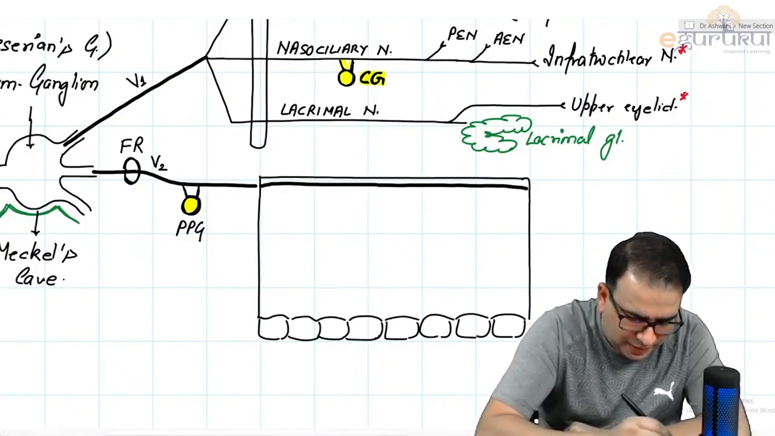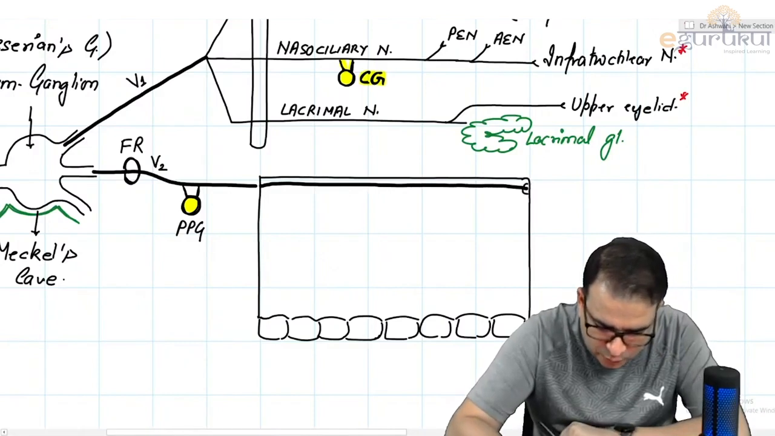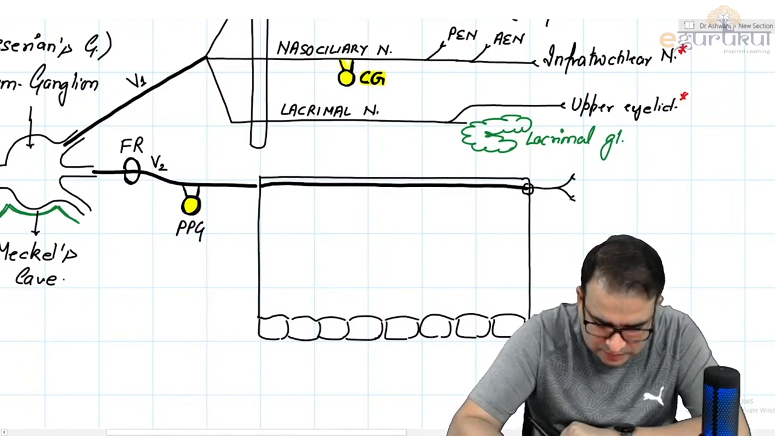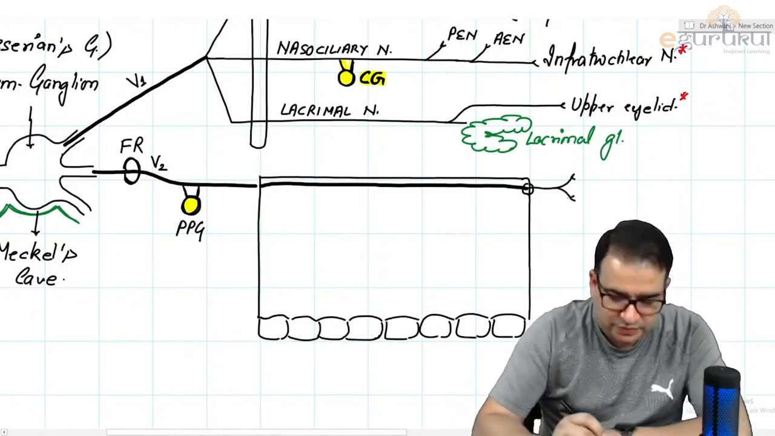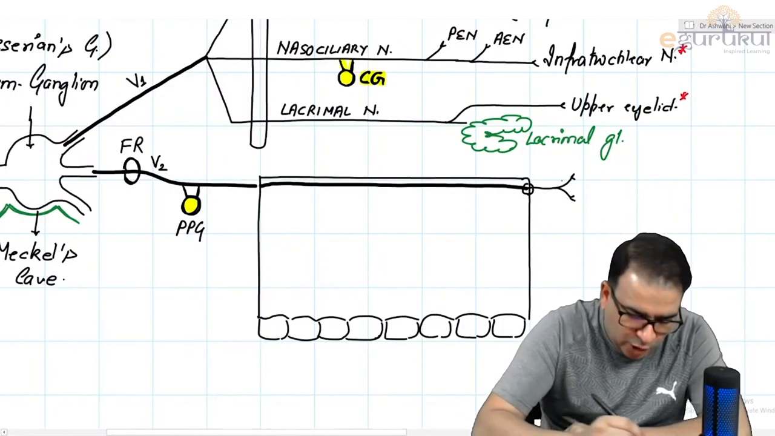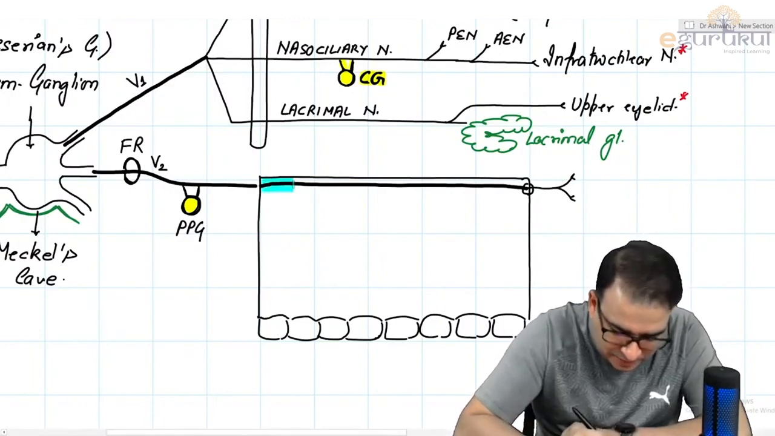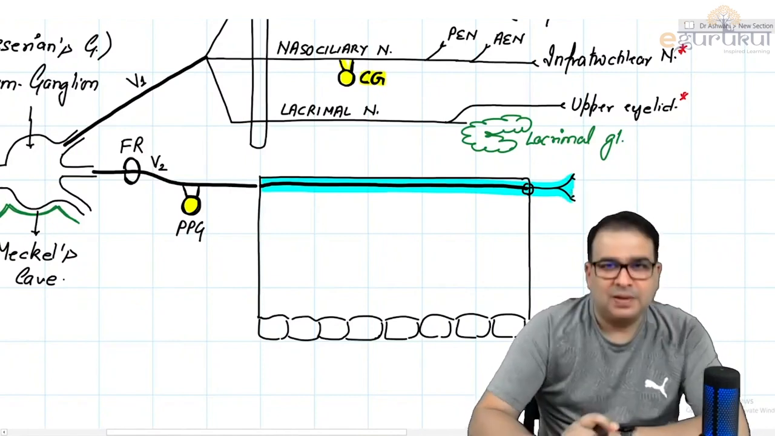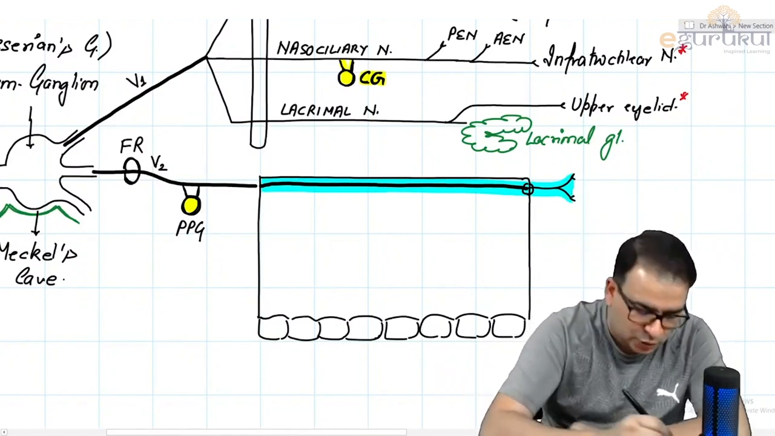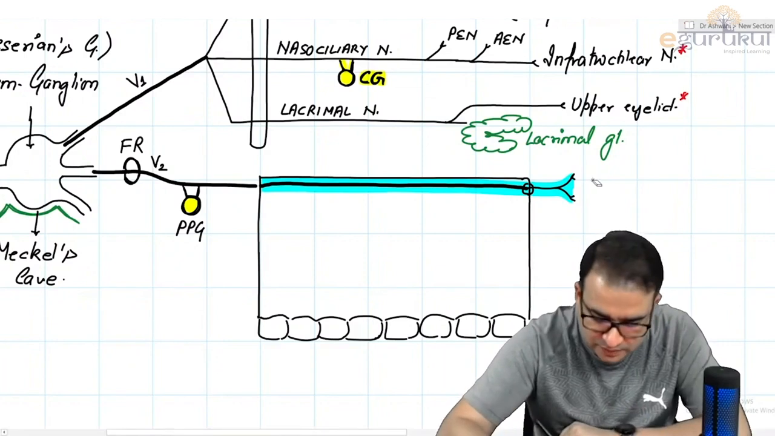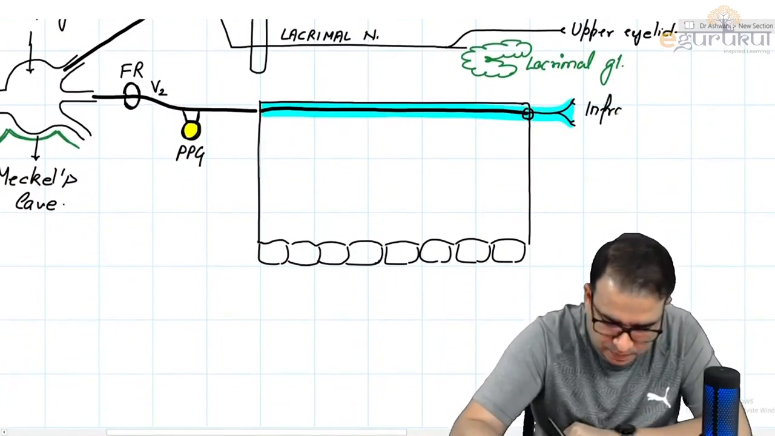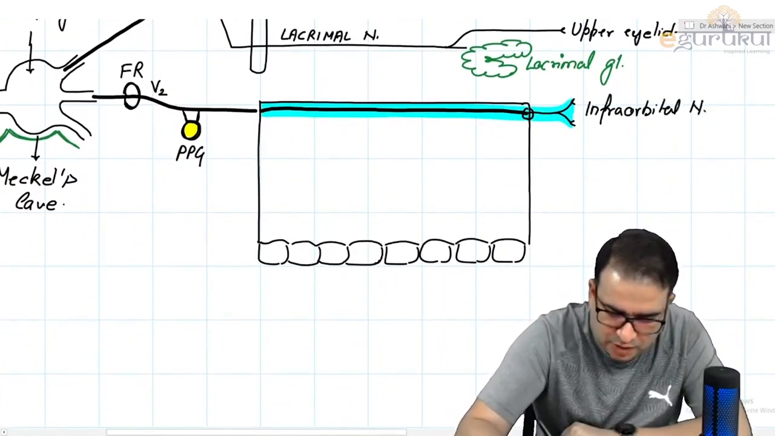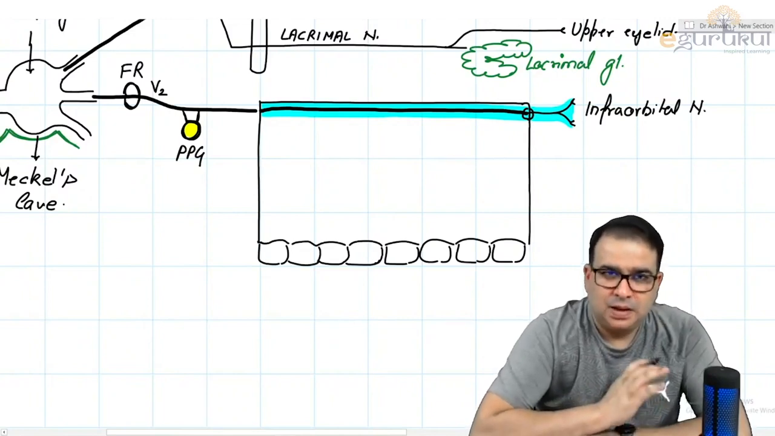And ultimately, it will come out of a foramen, which is called the infraorbital foramen, and supply the skin on the face. Well, the infraorbital nerve is not only this. The infraorbital nerve is this entire thing. ये जरूर ध्यान रखना कि पूरी infraorbital nerve है, because it is running in the floor of the orbit. So this whole nerve is the infraorbital nerve. Clear, guys?